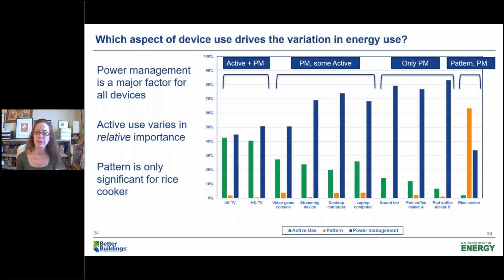Finally, in that fourth one, we have the rice cooker, and it's the only one that has a significant effect of pattern. So why would pattern even matter? The first reason that we thought of would be, if you have a delay time of how long it takes for the device to go into sleep mode after it's been left idle, the more periods you have where it goes into that, the more energy it's going to use. And the second one is if you have a warm-up period, the more times you have to warm up that device, the more energy it's going to use.